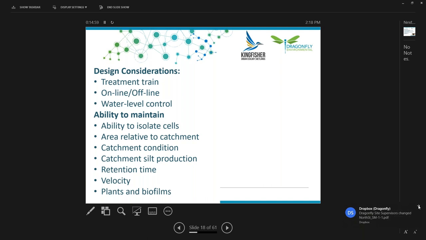So, treatment train. Many of you would know what this means. It just means there's a whole process of things that need to happen. Let's have them acknowledged and that they're not all in one puddle. Yes, we take off the sediment. Yes, we take off the large pollutants, rubbish and things. Yes, we have that ability to aerate, for example, that can be part of it.